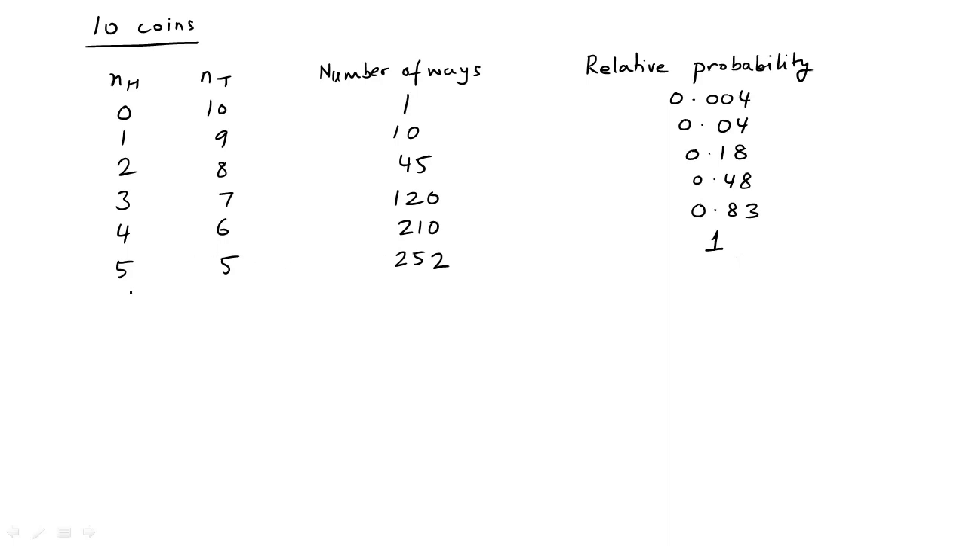You can continue doing this for 6 heads and 7 heads and so on, and these numbers can be easily obtained using the symmetry of heads and tails. So clearly the number of ways for 6 heads will also be 210, the same number as for 6 tails. The important point is that the relative probability of getting 40% heads is 0.83.